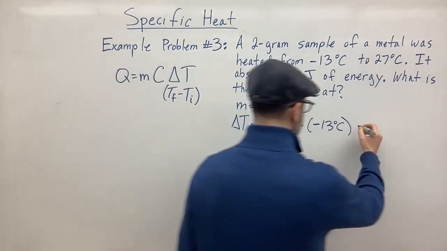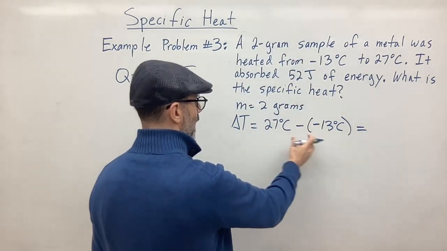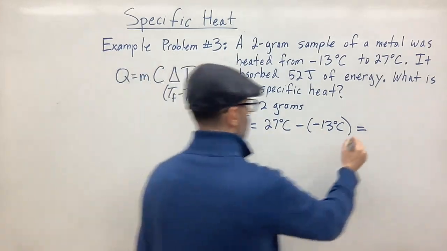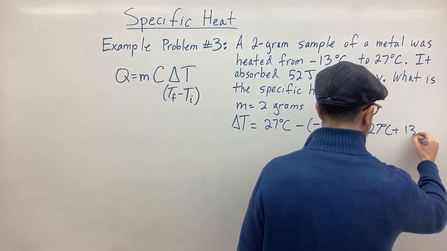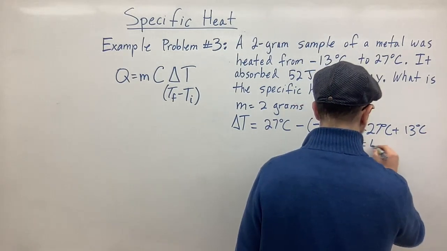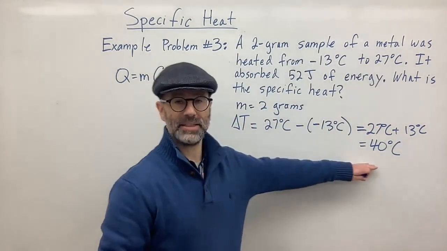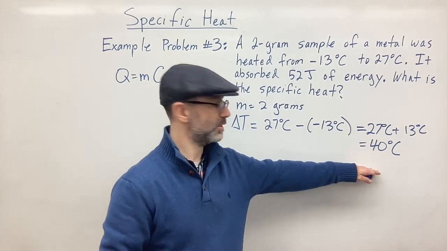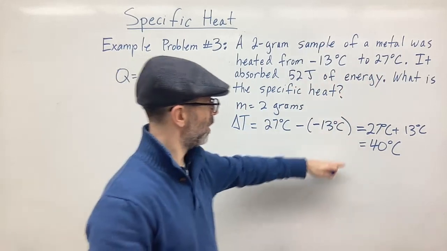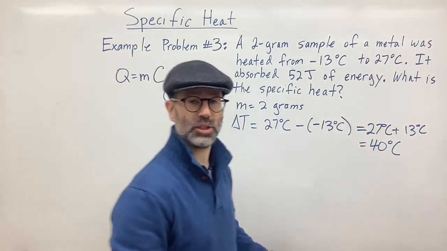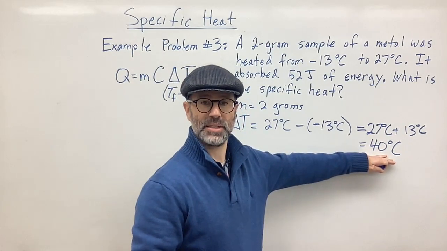And so when you subtract a negative, that becomes positive, so you're going to add these together. This becomes 27 degrees Celsius plus 13 degrees Celsius, and that becomes a 40 degrees Celsius difference. Last time we had a 40 Kelvin difference. This time, same exact temperatures, but now in a different scale, and you get the same difference. It shows that the difference in Kelvin is the same as the difference in degrees Celsius.